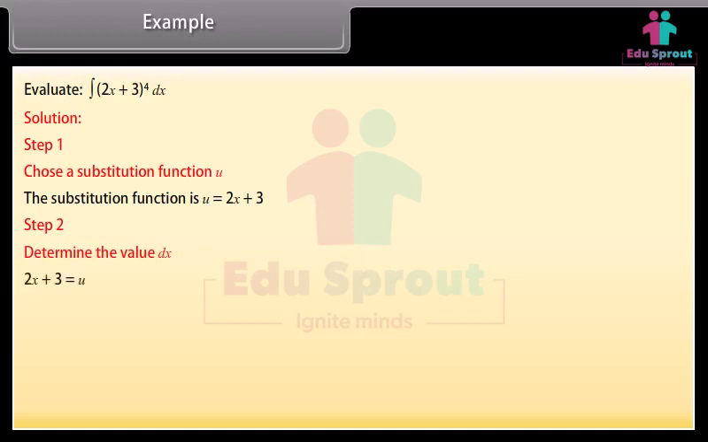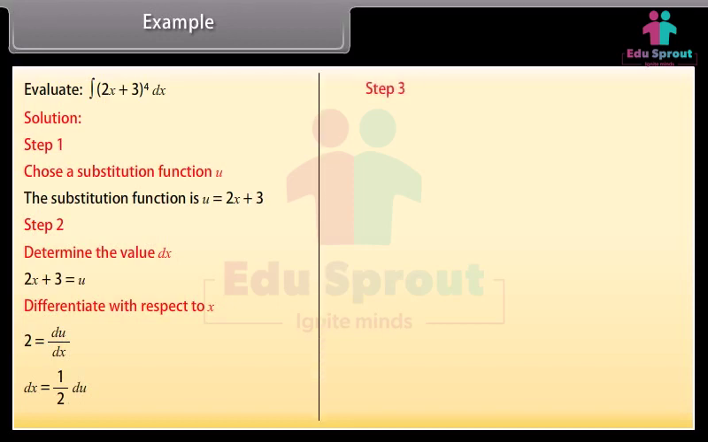2x + 3 is equal to u. Differentiate with respect to x. 2 is equal to du by dx. dx is equal to 1/2 du. Step 3. Make the substitution.